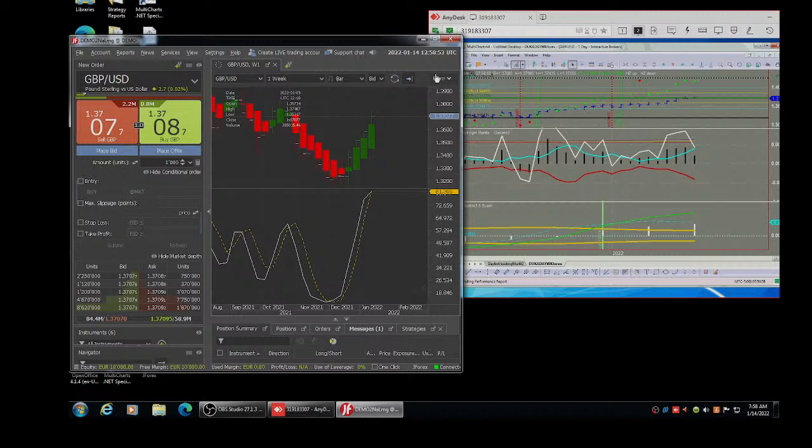Hey Jordan, how you doing? Oh, hi Doc. Took a short trade on GBP USD tonight. Boy, it's quiet, isn't it? It's locked right in on that 50 percentile.